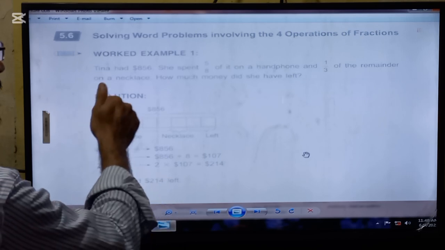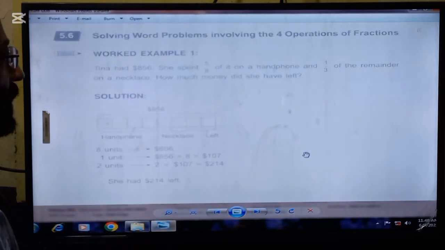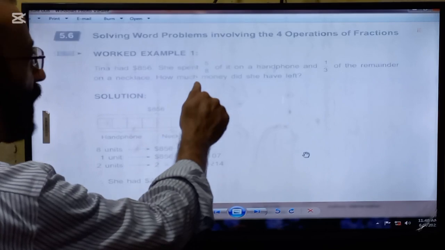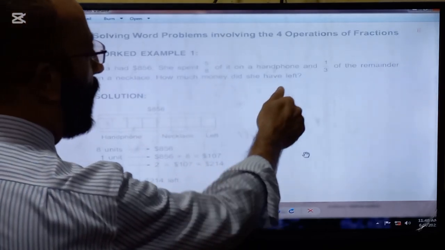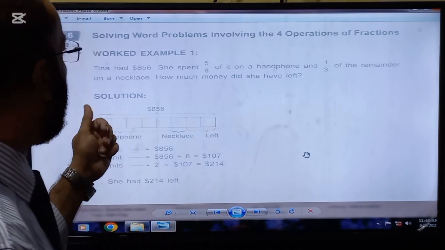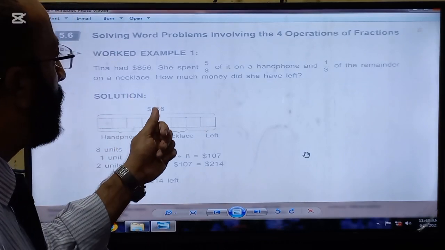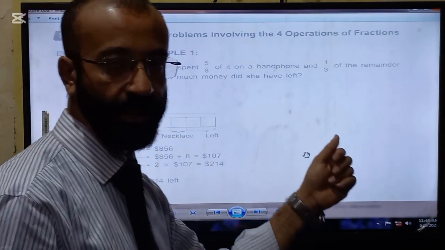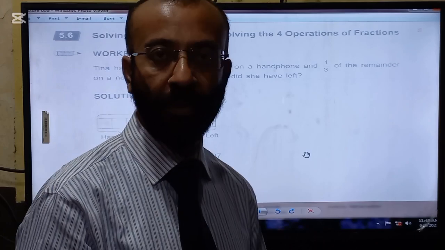Statement is Tina had $856. She spent 5 by 8 of it on a handphone and 1 by 3 of the remainder on a necklace. How much money did she have left? Okay, now we are going to solve it.